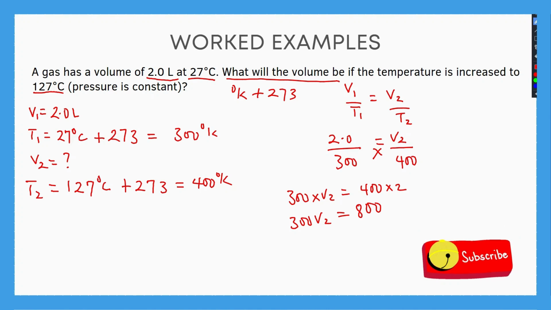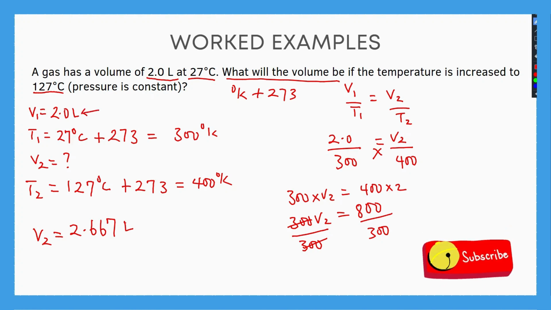So at this point now, we can calculate the value of V2 by dividing both sides with the coefficient, which is 300. So 300 cancels 300. V2 now is equal to 800 divided by 300. 800 divided by 300 gives us 2.667 liters, because that's what volume was measured in.